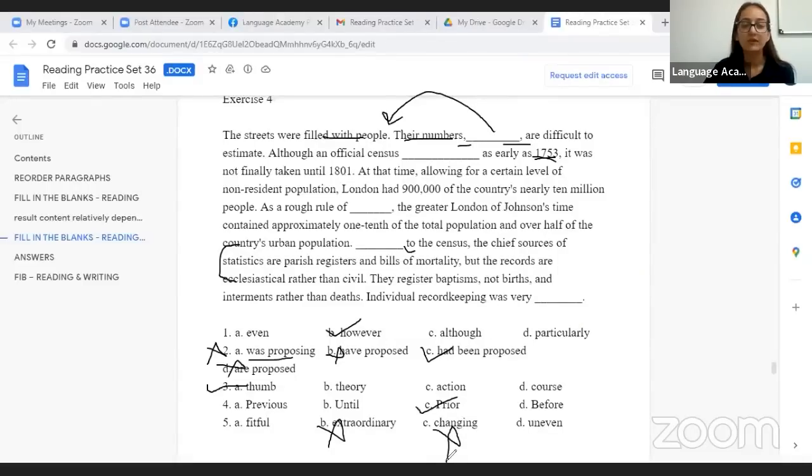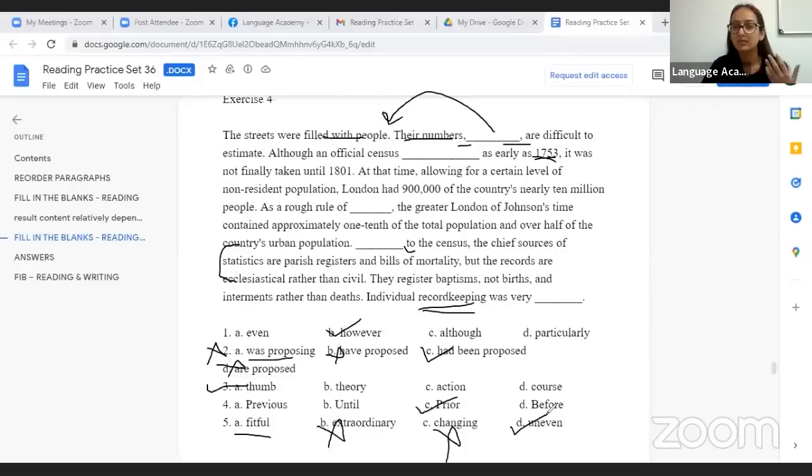Cannot even hold any meaning. We cannot say record keeping, because record keeping is just a process. So record keeping was very changing. We need an adjective that says what kind of it was. Was very fitful and uneven. Fitful is a word that goes with movement. So something irregular in movement is called fitful. But here record keeping is not a movement. So we'll say it was uneven. Uneven means it was not stable. They maybe did not follow a simple method.